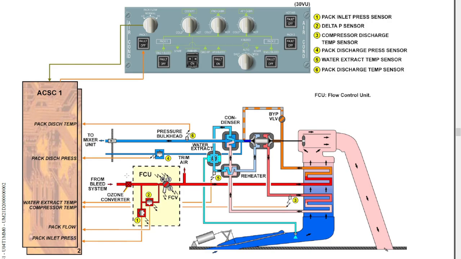First it passes through an ozone converter. Ozone converter is nothing but a catalytic converter which removes the ozone from the normal airflow. And last time I told you that here there is a flow control valve, but if you have a closer look now, here it says FCU, which stands for flow control unit. Why do we call it flow control unit? Again, like the pack, this particular unit has several components integrated into it. That's why it's called a unit.